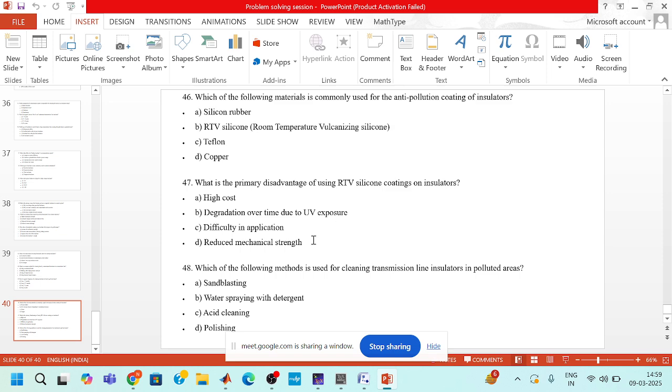Now, which of the following methods is used for cleaning transmission line insulators in polluted areas? Which cleaning methods are used? Water spraying with detergent. B, madam. Answer B is correct.